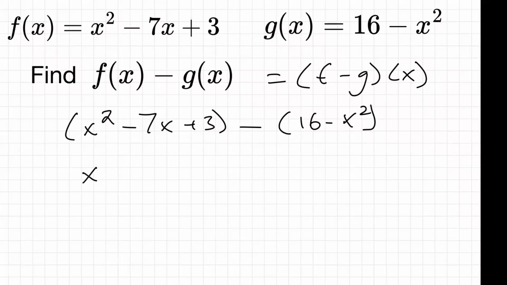So that gives us what? x squared minus 7x plus 3. What? Minus 16 plus x squared? The only difference I did here is I made you plug in the functions where they belong, and that's what we're going to end up having to do as we go through this, okay?